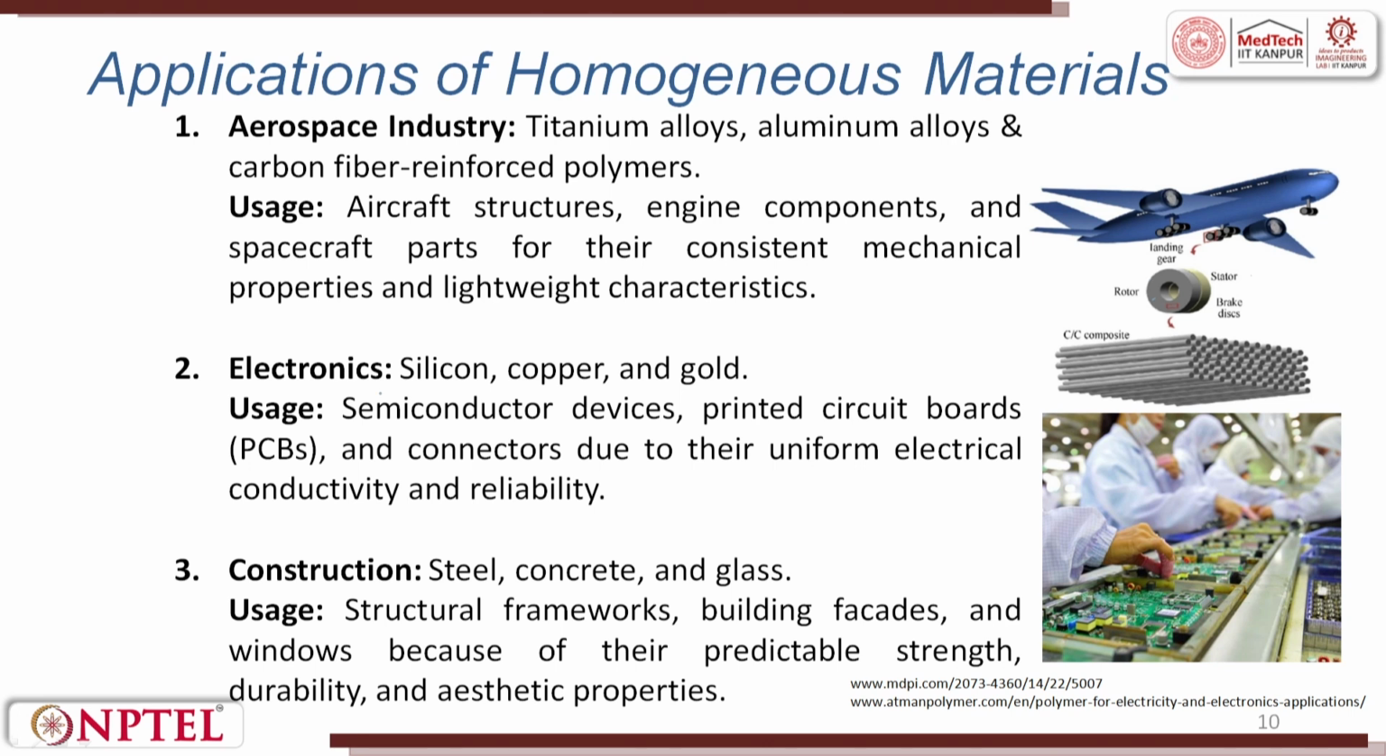Electronics, for example, silicon, copper, gold. These are some of the examples and applications I am taking. Usage, it finds a lot in semiconductor devices, printed circuit boards, and connectors due to their uniform electrical conductivity and reliability. Then construction, you will see steel, concrete, and glass. Usage is structural framework, building facades, and windows because of their predictable strength, durability, and aesthetic property. You will have this consistency.